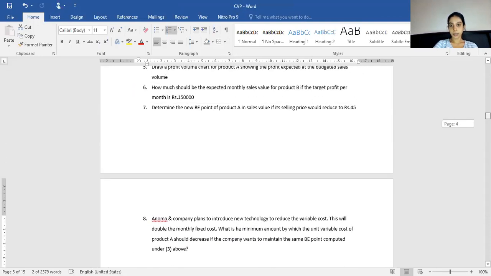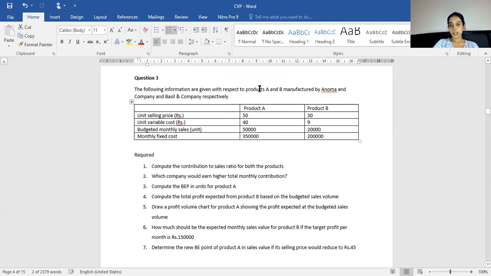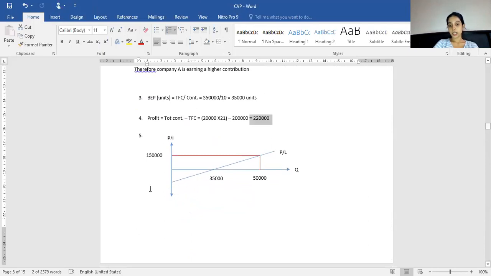The next requirement is to draw a profit volume chart for product A showing the profit expected at the budgeted sales volume. So we have to draw it for product A. Let's do this. You can name the two axes as profit or loss and quantity, and then draw the profit or loss line.